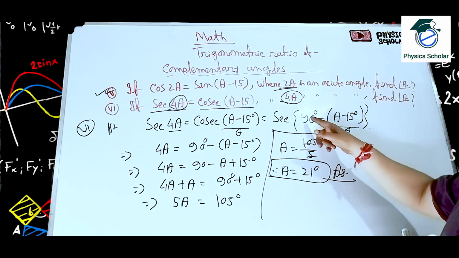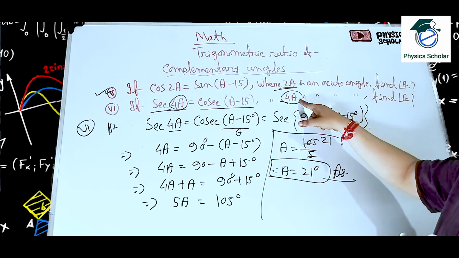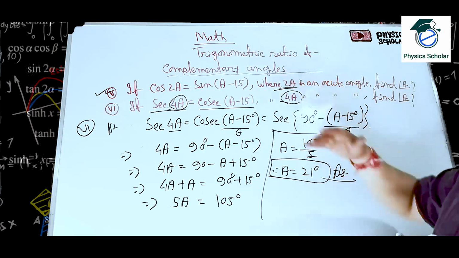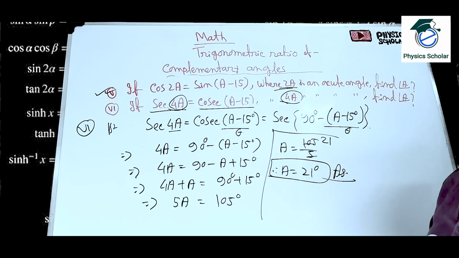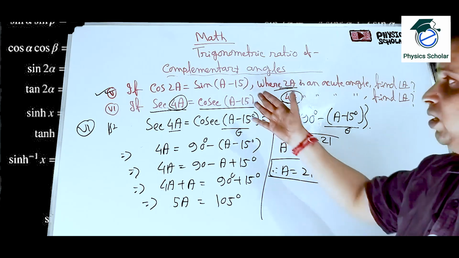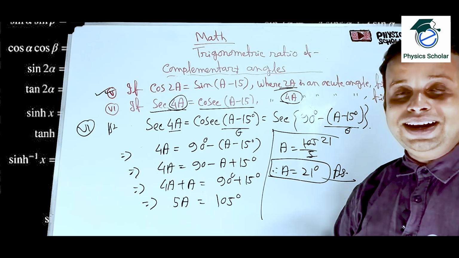So 21 degrees. So what will be the value of 4A? 4 into 21, that means 84. Clear? So 84 is less than 90 degrees. That means it is an acute angle. So this condition is also verified. So students, hope you have understood sum number 5 and 6. Now let us move to sum number 7 and 8.